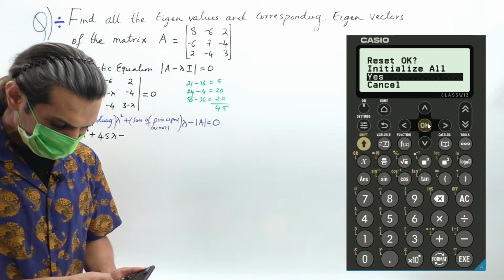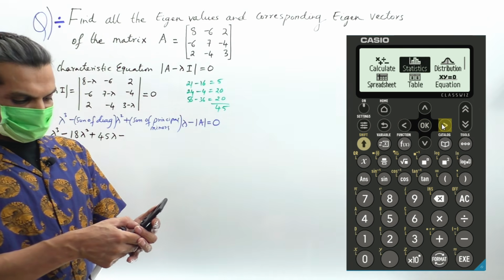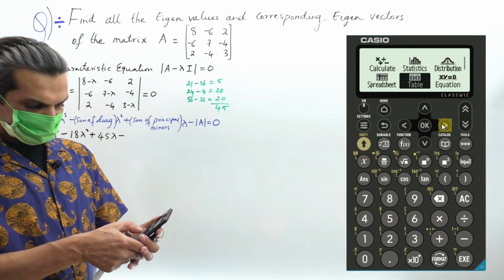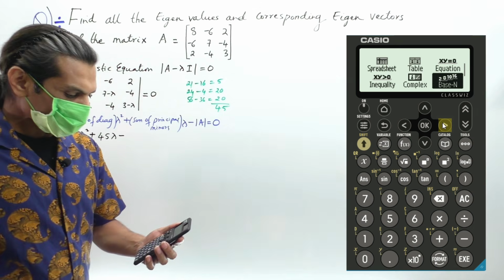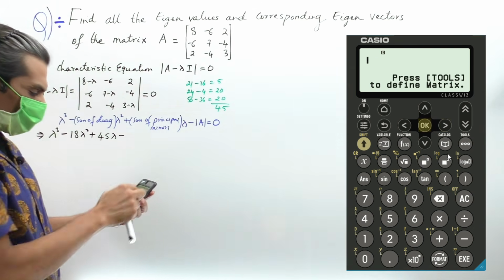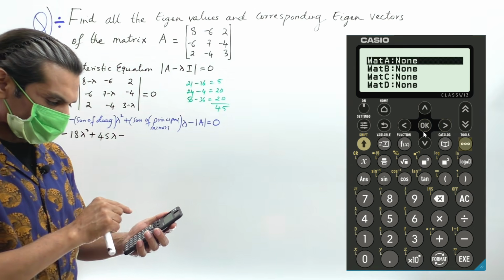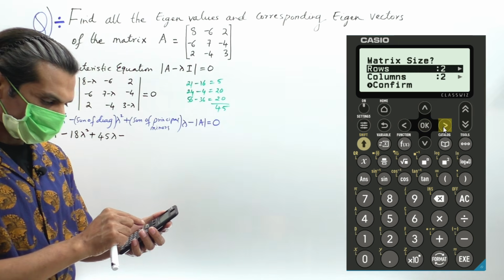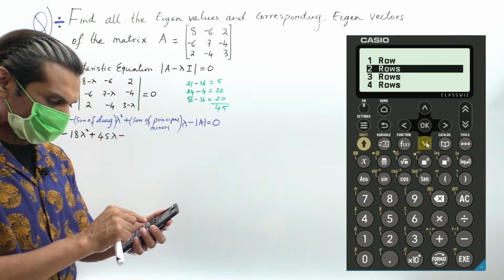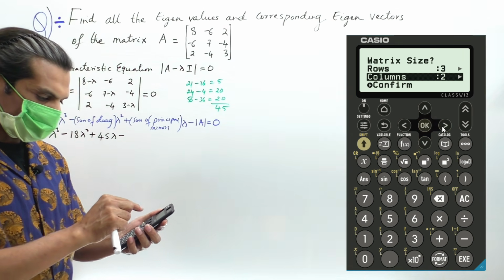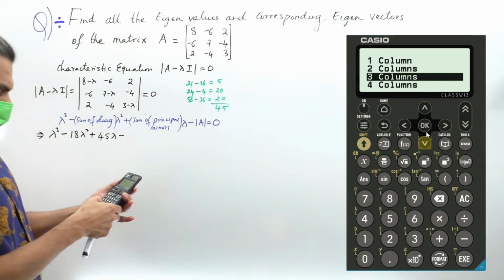Okay. Now again, since we are doing it in matrix mode, go down again. Yeah, matrix. Now press tools. We'll enter matrix A. So matrix A is 3 rows, then columns is again 3. Confirm. So write a matrix here.